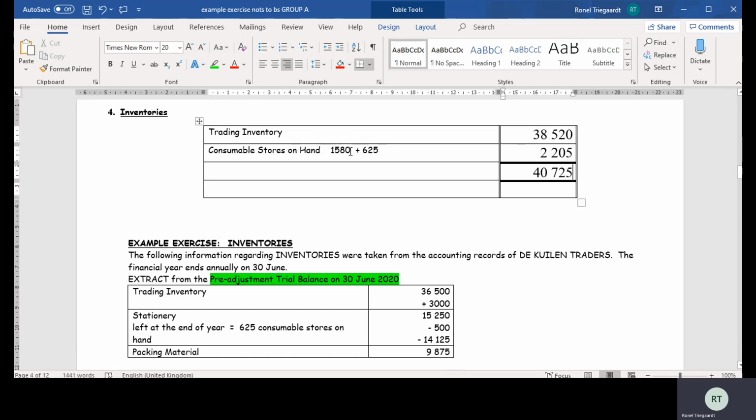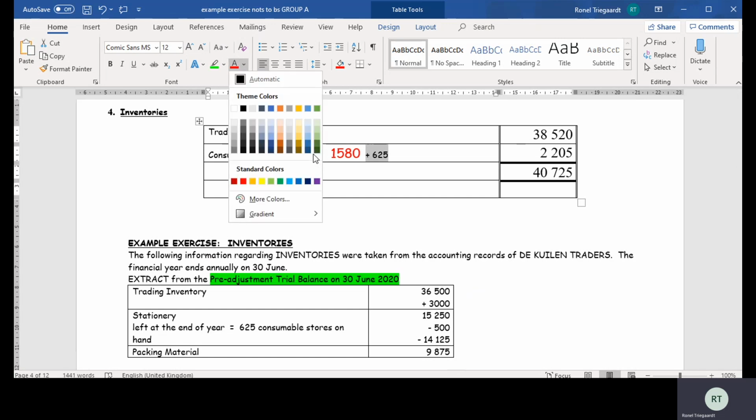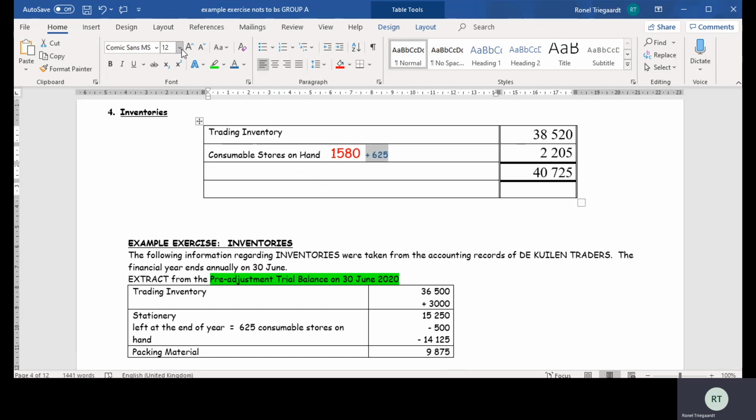Packing material, there the amount is there. That's the packing material. The packing material that we still have, they told us, was 1,580 Rand worth of packing material. So there it is. That's the packing material, and this is the stationery. Are you okay? Sure? Okay. Are you okay, all of you, with this? Are you okay, people? Okay, right.